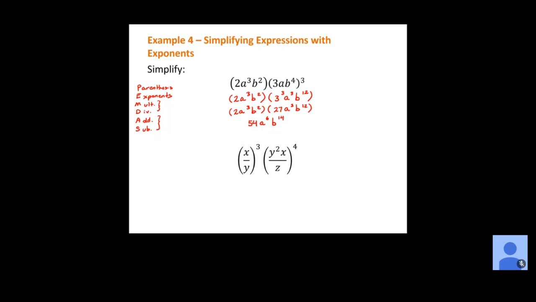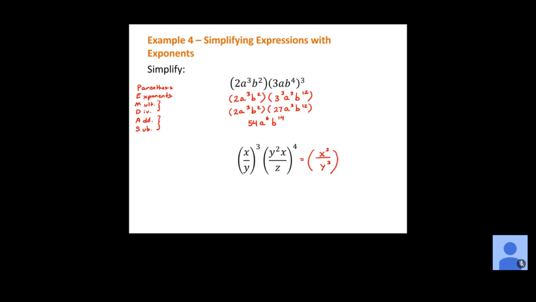So what's our first step going to be for this next one? Good, right? So we need to distribute those exponents. And this time we have an exponent on the outside of each set of parentheses. Let's go ahead and do that. That first one then is going to give us x to the third in the numerator. We're going to have a y to the third in the denominator.